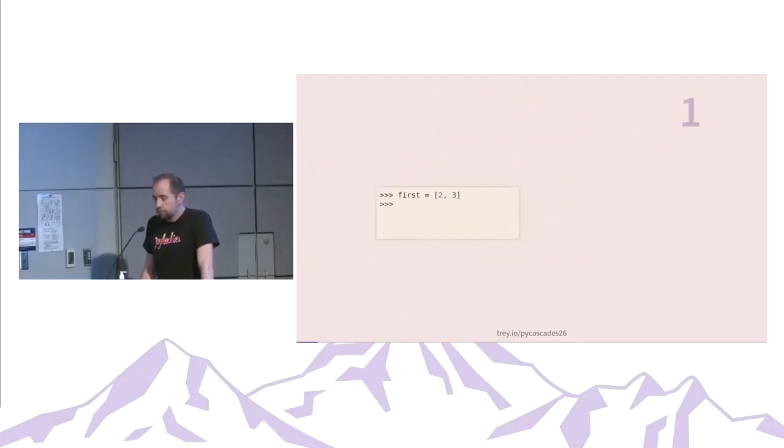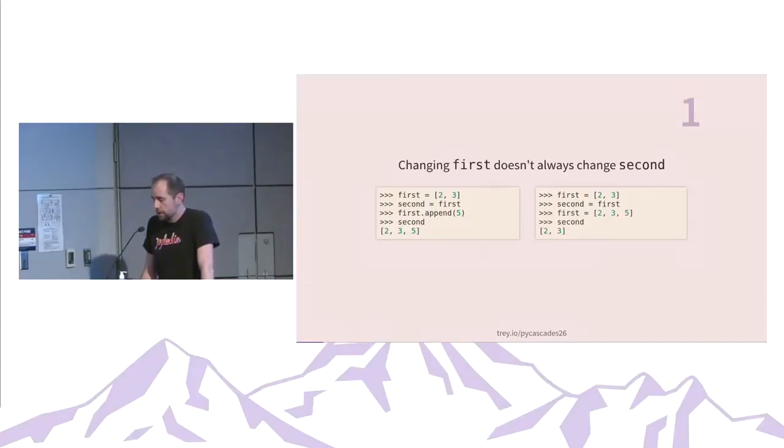If we make a first list and assign second to first, when we change first by appending to it, second also changes. But if instead we had changed first by assigning to it, second doesn't change. Changing first doesn't always change second. That's gotcha number 1.